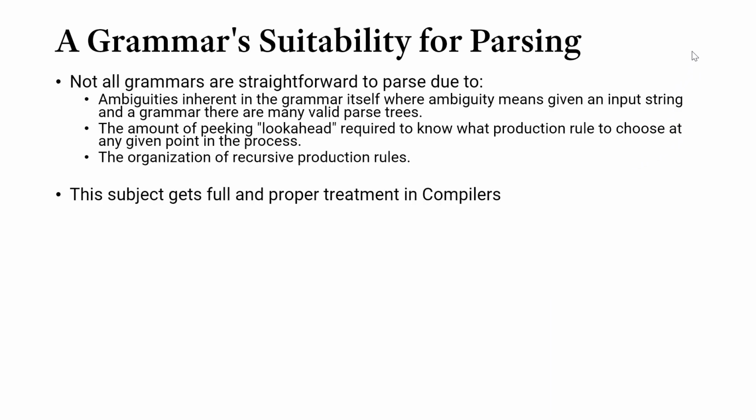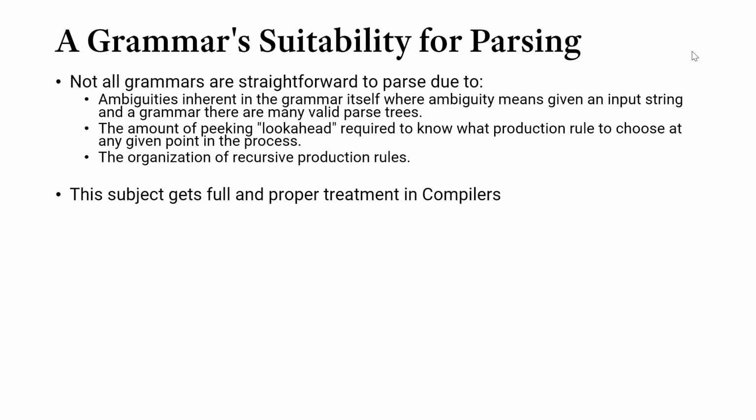I want us to talk briefly about a grammar's suitability for parsing, because we're looking at a very simple grammar here that is intentionally designed for being easy and straightforward to parse. Not all grammars are going to be this straightforward. And you can imagine the idea of an ambiguous grammar where the same input string might result in different parse trees, right?